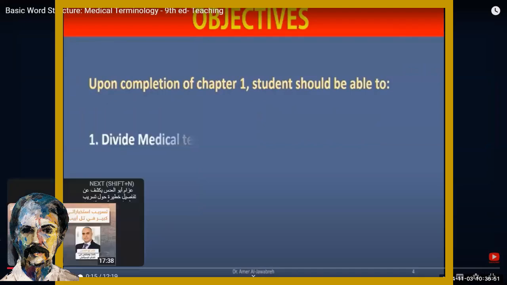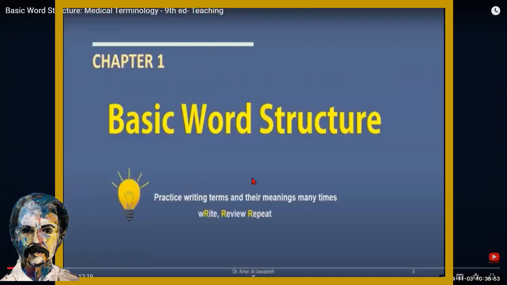Chapter 1 is basic word structure. Each word in any language is usually consisting of parts. Let's say you say success, successful, successfully, unsuccessful, you have to make some additions. Suffixes at the end, prefixes at the beginning, and it changes the word. You are successful. You are unsuccessful. Opposite. So just add a prefix and the word changes. But the original part is success.